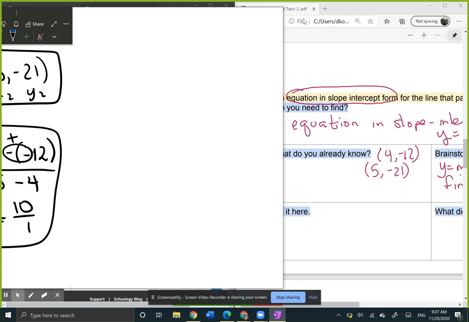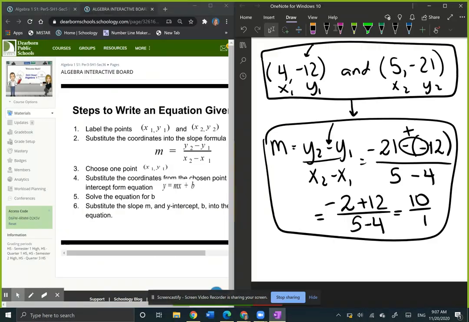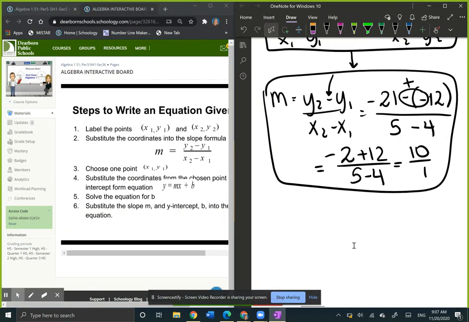All right, so back to this. All right, so our slope is positive 10. All right, so then we're going to choose 1 point. So let's choose, they both have a negative in them, so it doesn't matter which one we choose. So let's choose 1 point. So I choose 4 and negative 12.